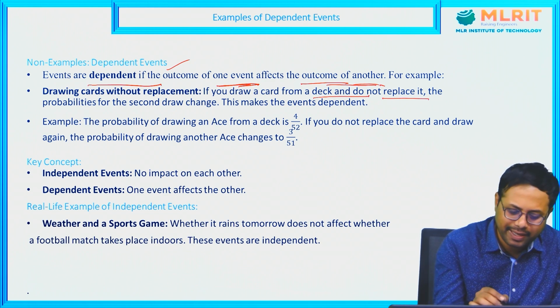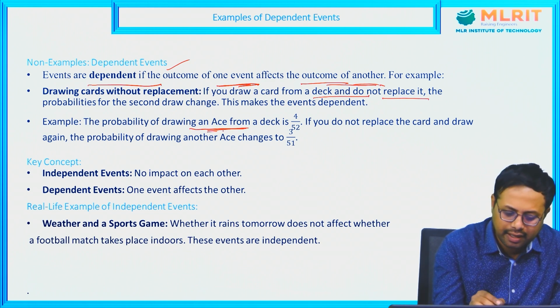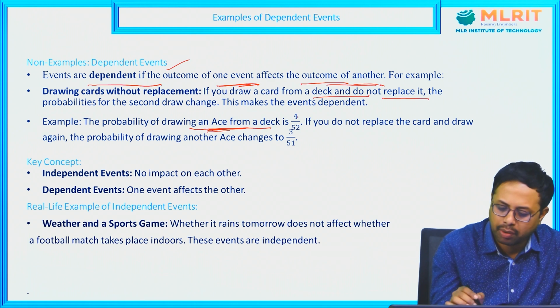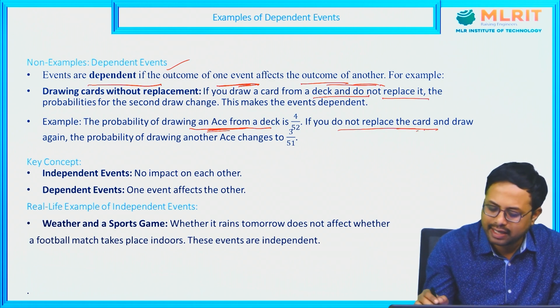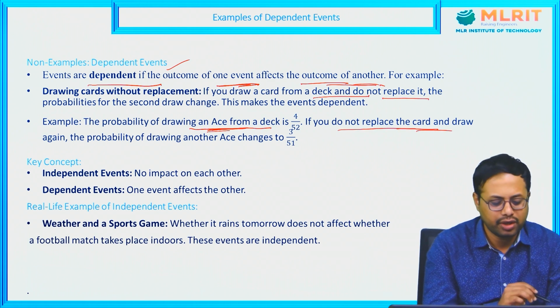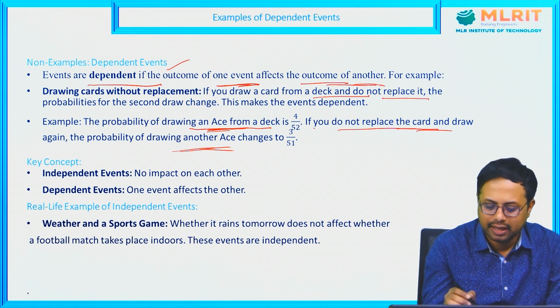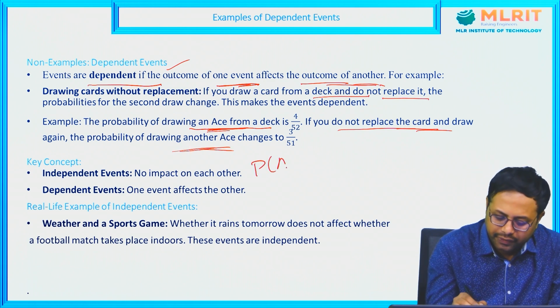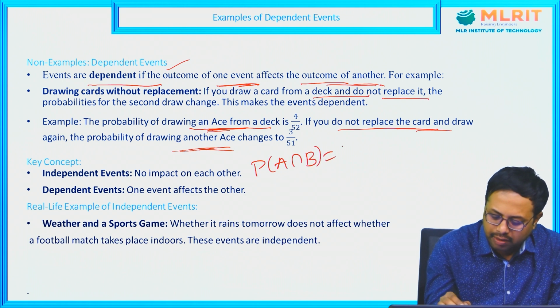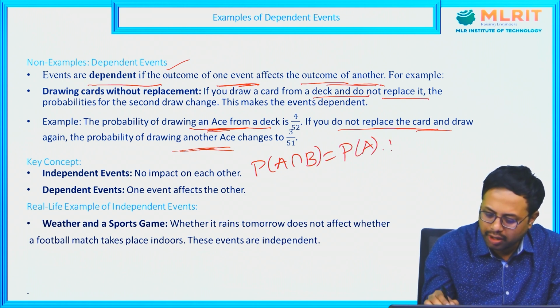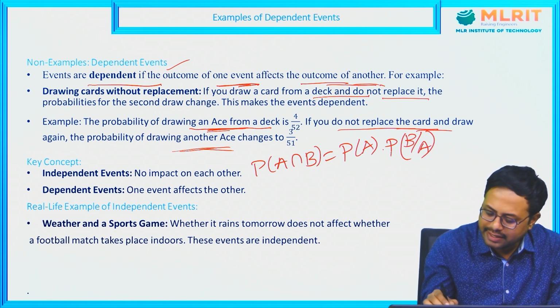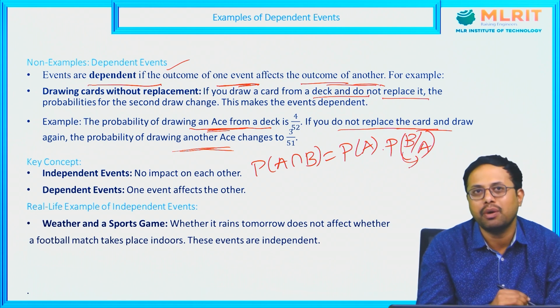Same example I am taking, drawing an ace from a deck, that is 4 by 52. If you do not replace the card and draw again, then one is depending upon another. Then what you are going to get is P of A intersection B is equal to P of A into P of B by A, because here B is depending upon A.